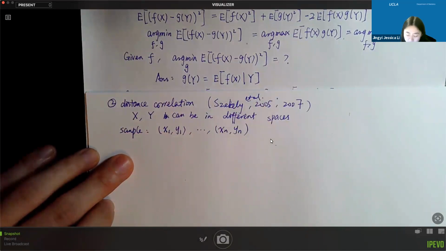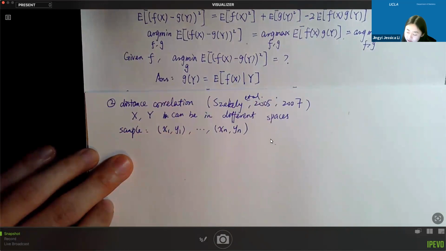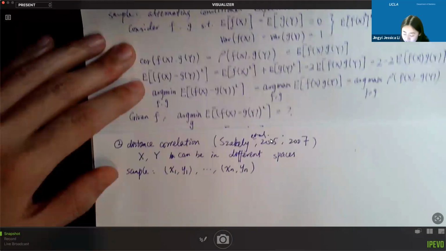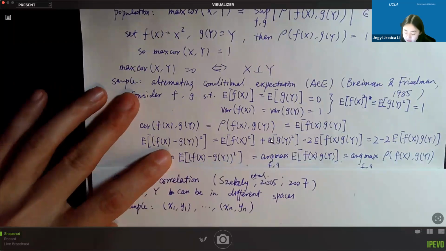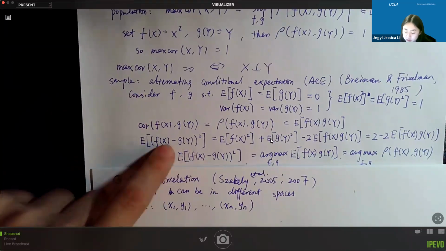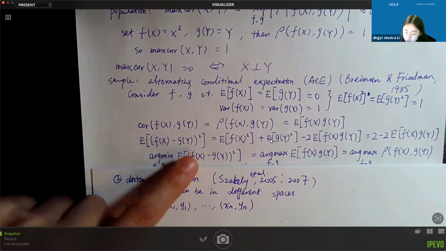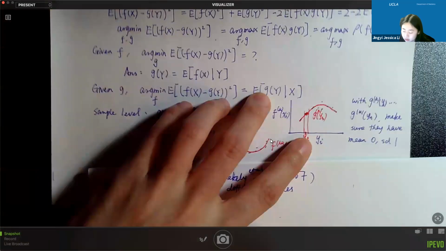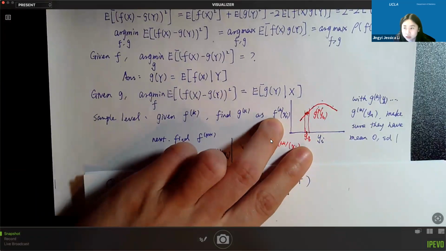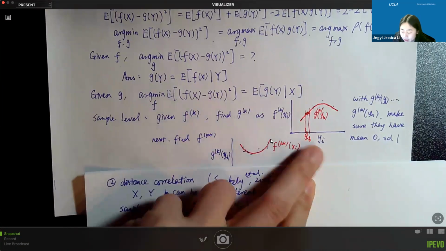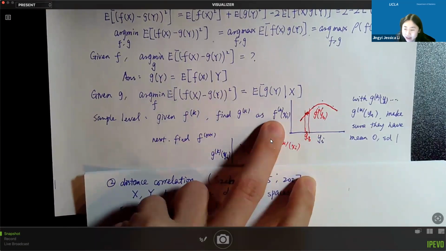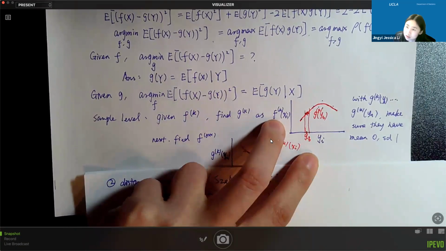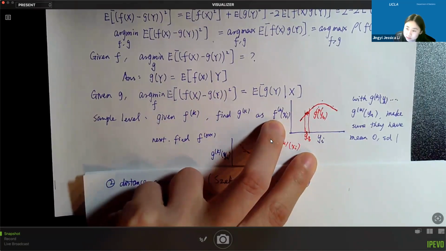Okay, so how do we address the issue that x and y may be in different spaces? How can we link those two? For example, in the maximal correlation, if x and y are in different spaces, then f and g are also functions in different spaces. The approach we take here will not be really implementable or easy to implement. Let's say if yi is multidimensional and xi is multidimensional, how would you imagine this picture? That would be very difficult to imagine, right?